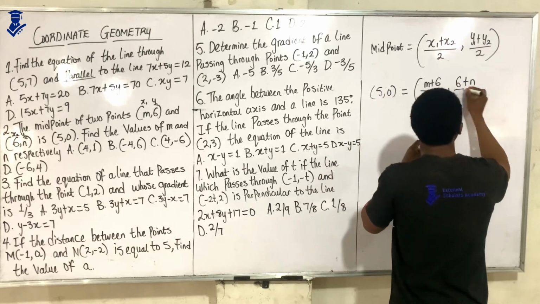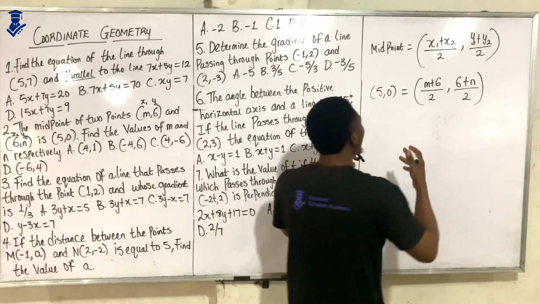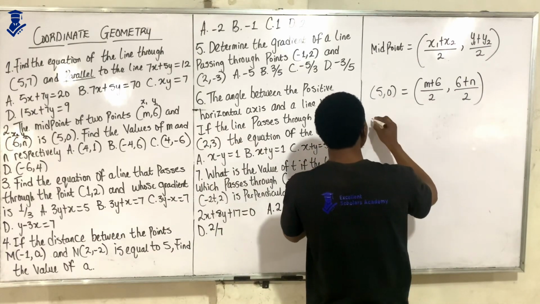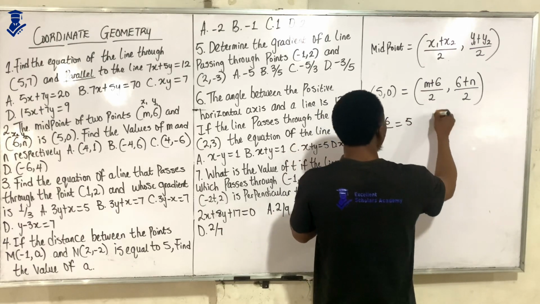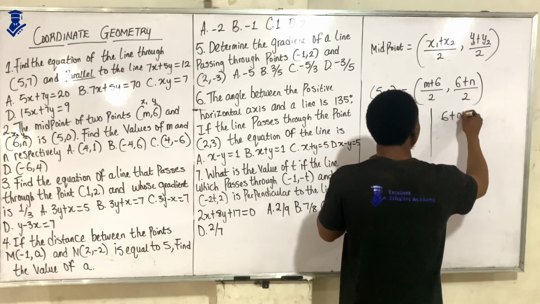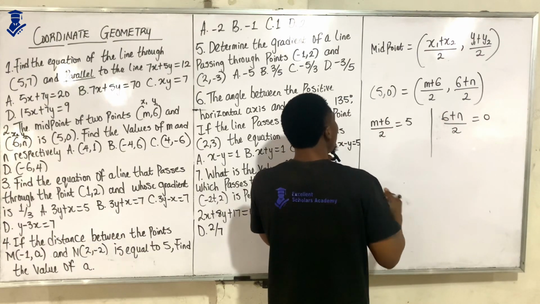y2 is n over 2. Now, what are we going to do now? We're going to equate this to this. So it means that m plus 6 over 2 is actually equal to 5. And it also means that 6 plus n over 2 is actually equal to 0. Alright? So what is this going to become?